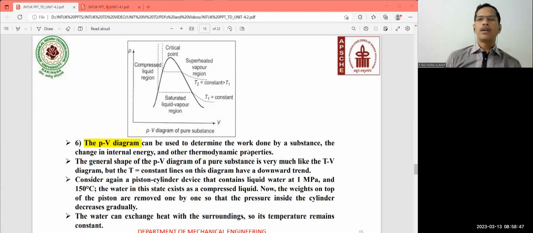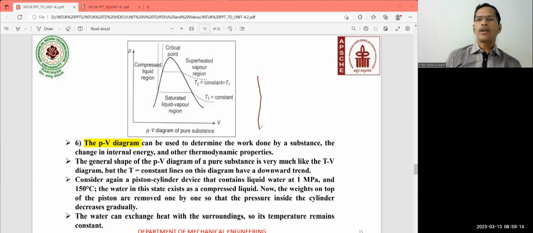The change in internal energy and other thermodynamic properties is the usage of the PV plane. The general shape of the PV diagram of a pure substance is very much like the TV diagram, but the T equal to constant lines on this diagram are downwards. So you can make the discussion on this particular PV plane.